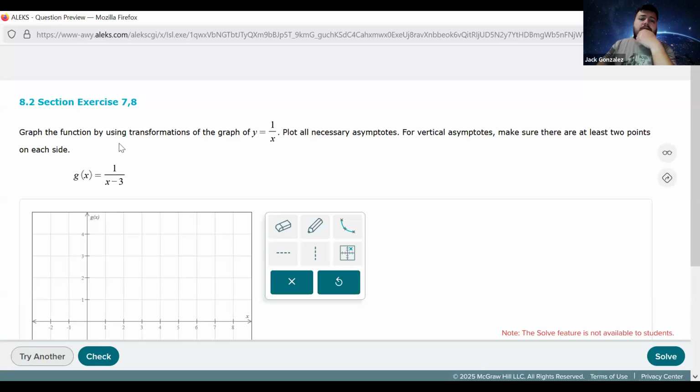So we graph the function by using transformation. So we need to have the parent function graph that I sent you, or remember what it looks like. It's going to be the same type of graph, but it's going to be shifted. Which way are we going to be shifted?